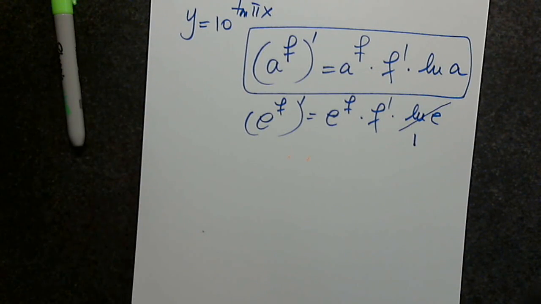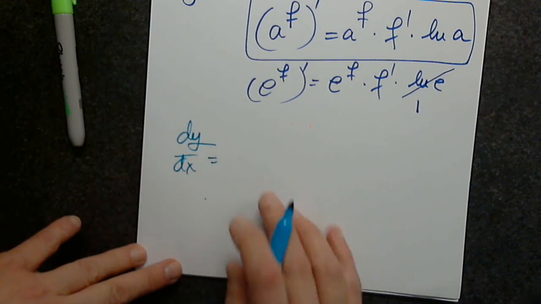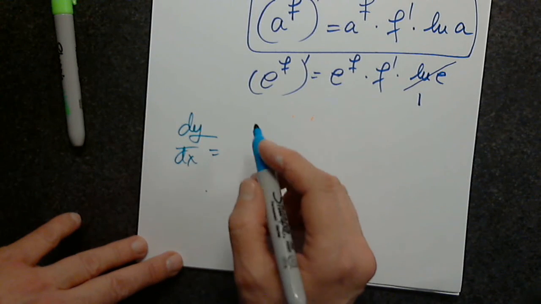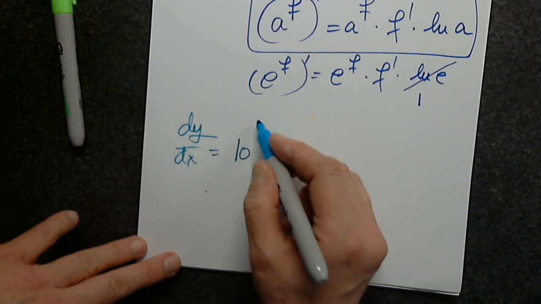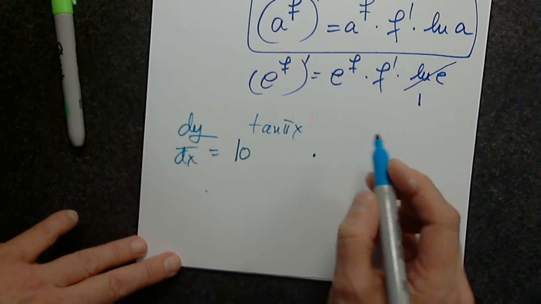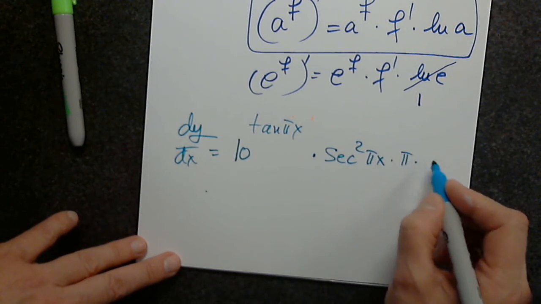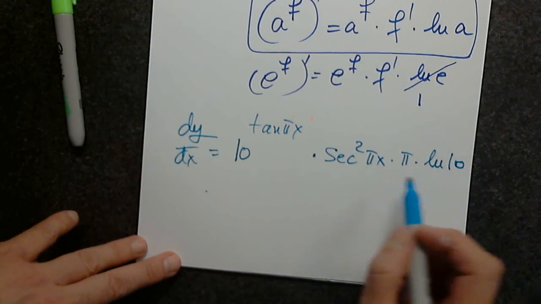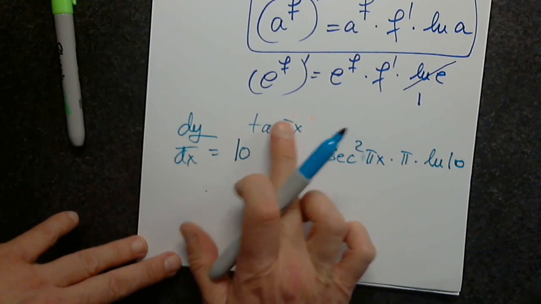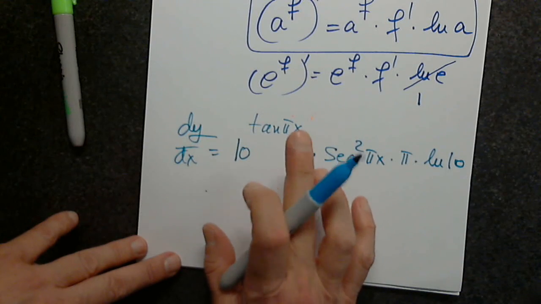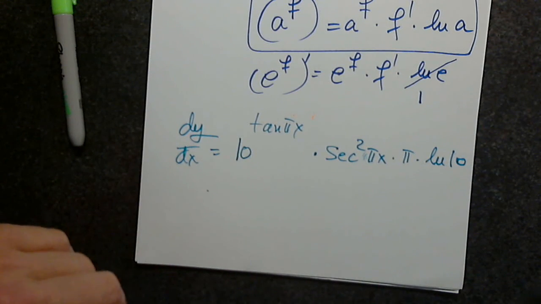Okay, almost done with that. So then y prime, or dy over dx, equals, one more time, can anyone dictate? Ten to the tangent 5x times secant squared 5, times pi, times natural log 10. Don't forget the inner function prime. This pi would not have been there if the argument of tangent were just x. But the argument of tangent is a function of x, it's pi x. So then I have to further differentiate.